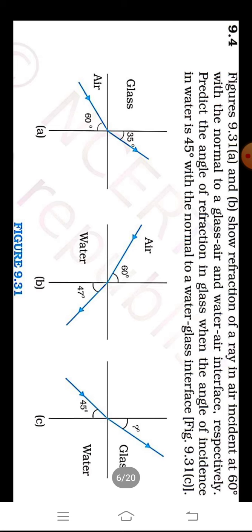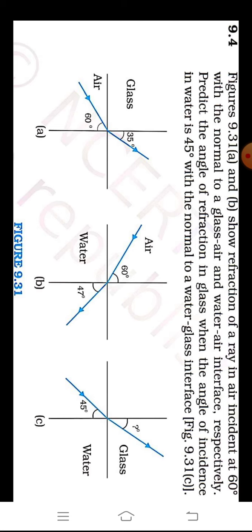Now about the exercise 9.4. The three diagrams are given. In the first, there is an interface of air and glass. In the second, there is an interface of air and water. And third, water and glass.